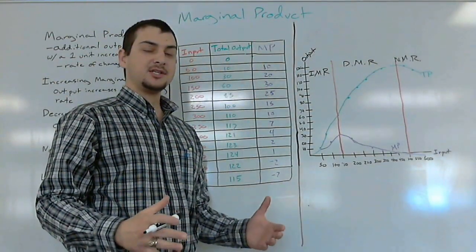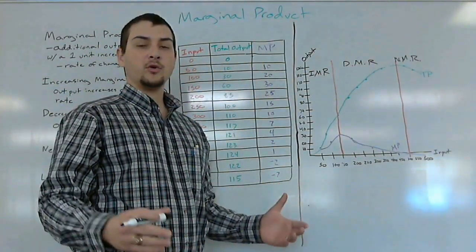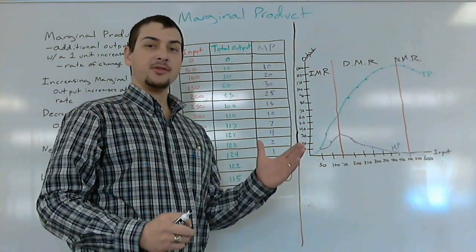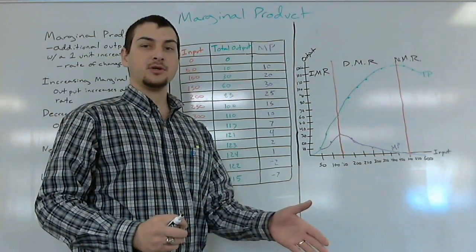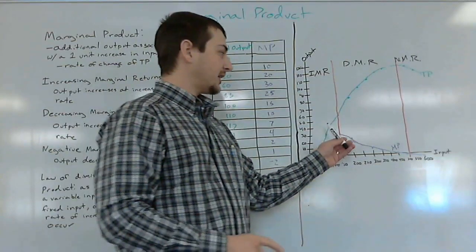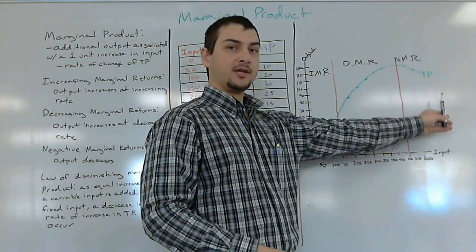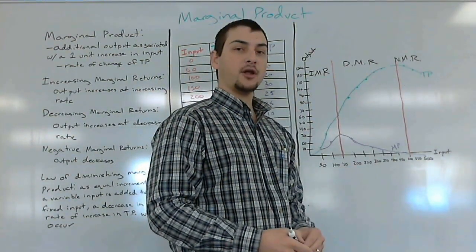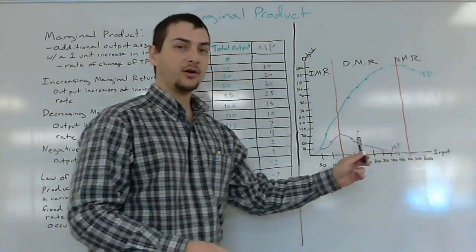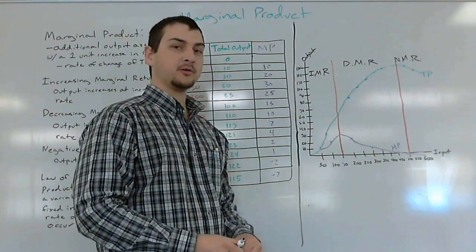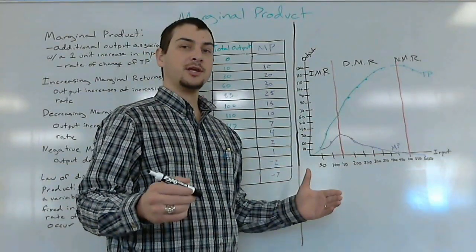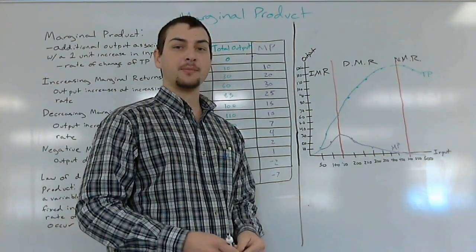So that can be seen very easily on this graph. Whenever we're looking at just the total product, we can distinguish very easily between the increasing, decreasing, and the negative marginal returns, because as it's increasing, it hits a point and then begins to fall off. Where it begins to fall off, that's where our negative marginal returns begin. But it's kind of hard to tell on just the total product model where the separation between the increasing and decreasing marginal returns actually is.